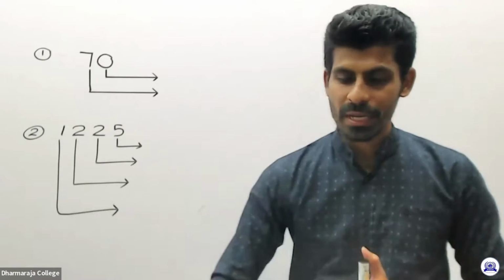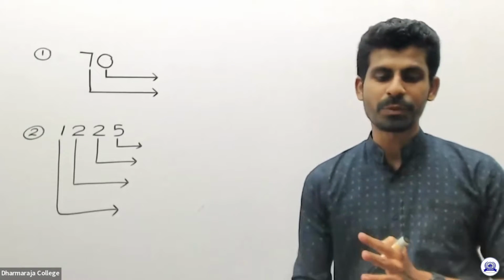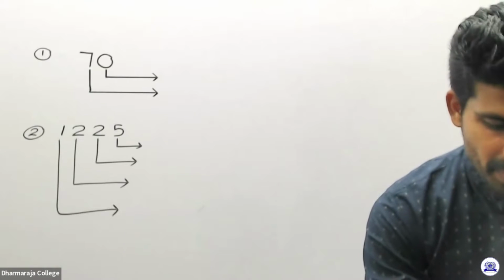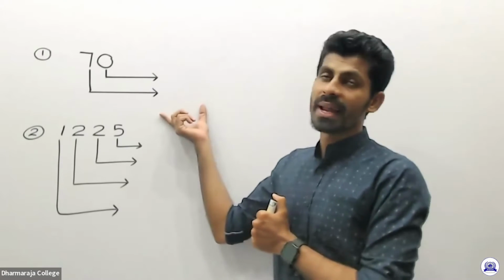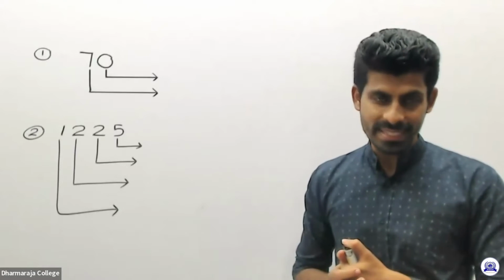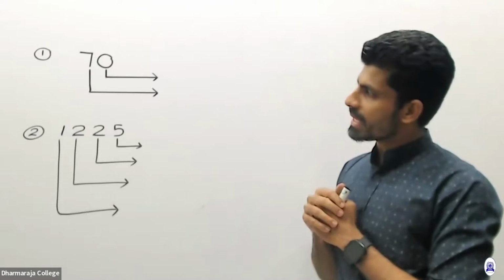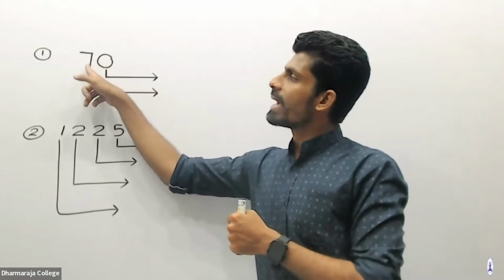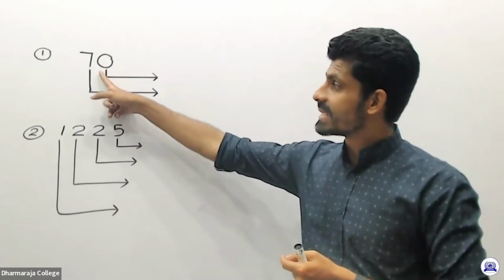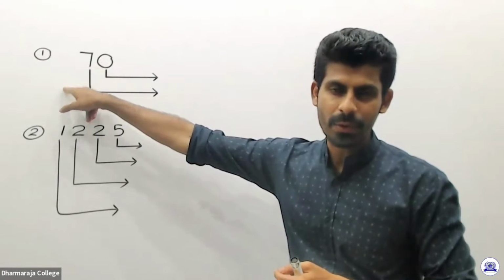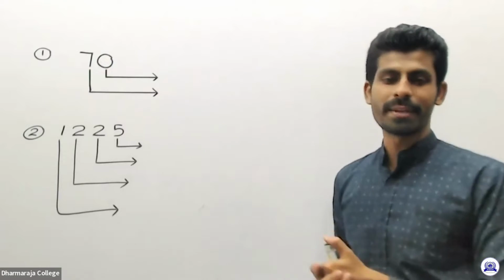Okay, my dear student, look at this one. Look at the first number, the first value. What is the first value? 70. 70 means 0 and 7. Just try to identify the concept: 0 and 7.